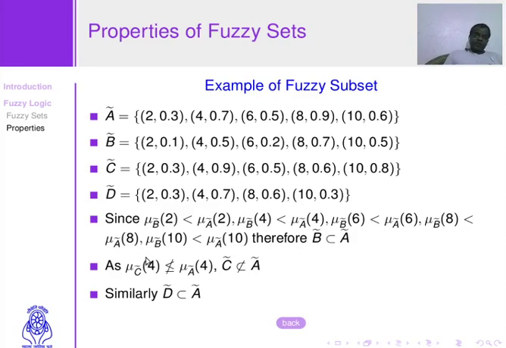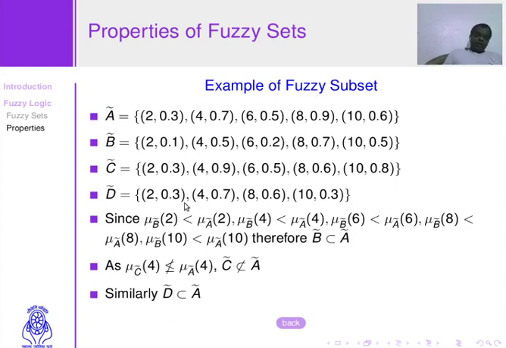Now consider fuzzy set C. Degree of membership for element 2 is the same in both fuzzy set A and fuzzy set C, but degree of membership for element 4 is 0.9 in fuzzy set C, and it is 0.7 in fuzzy set A, which simply means that it is greater than the membership value in case of fuzzy set A. The degree of membership for 4 is greater than the degree of membership for 4 in fuzzy set A. Okay, so that's why fuzzy set C is not a subset of fuzzy set A.